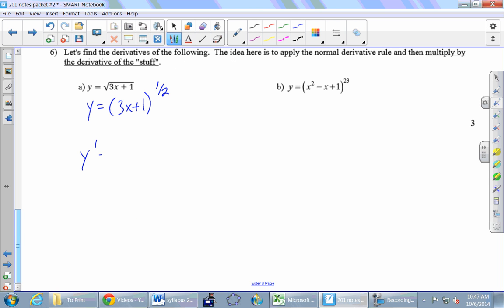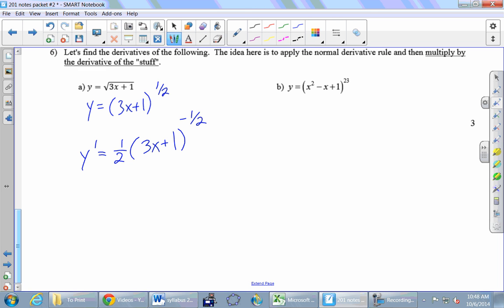So y prime equals, what comes to the front? 1/2. Then we copy what normally would be an x. In this case, it's a little more complicated, but we copy it just like we copy the x. And what's the new power? -1/2. Now, this isn't quite the right answer in terms of the derivative, but it's most of the answer. But does everybody at least see that that's a reasonable answer if we were just pretending the 3x plus 1 was the simplest thing it could be, which would be an x?